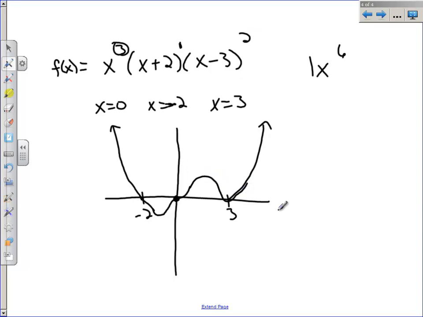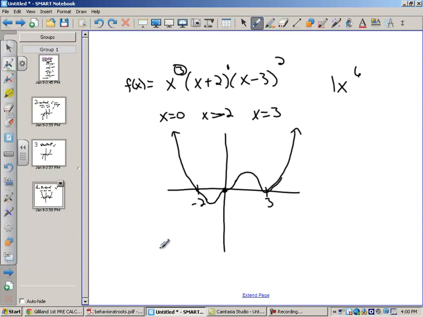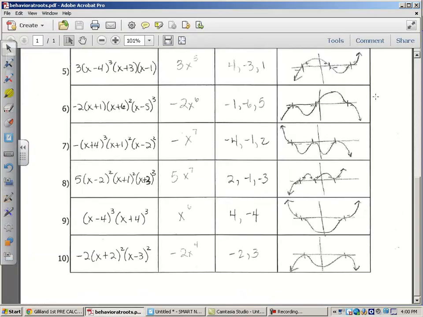So there you go. This is what you're going to have to do tomorrow. You're going to have to factor. And again, go pull up that other sheet of paper, Behavior at Roots. This has 10 examples that shows you what I'm talking about. And hopefully you'll be able to get this done tomorrow.